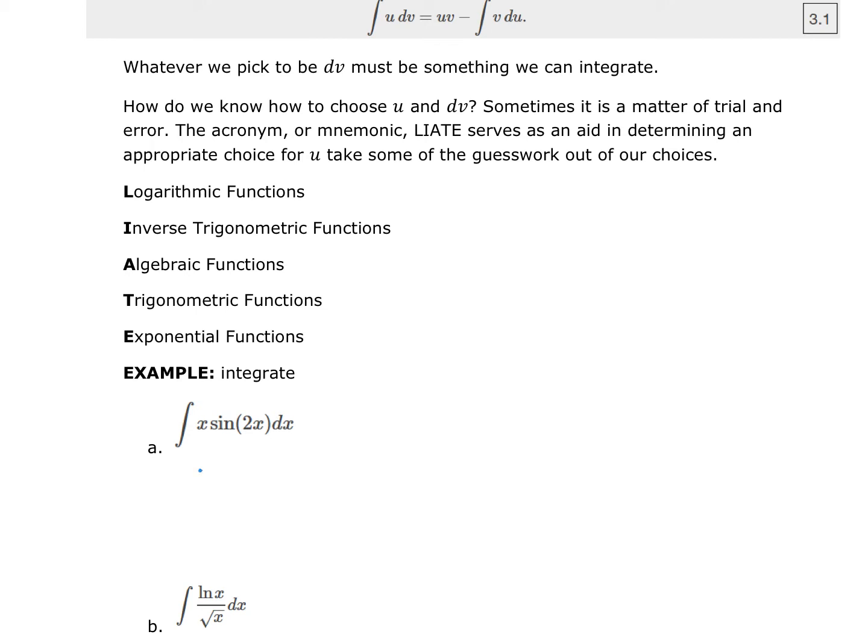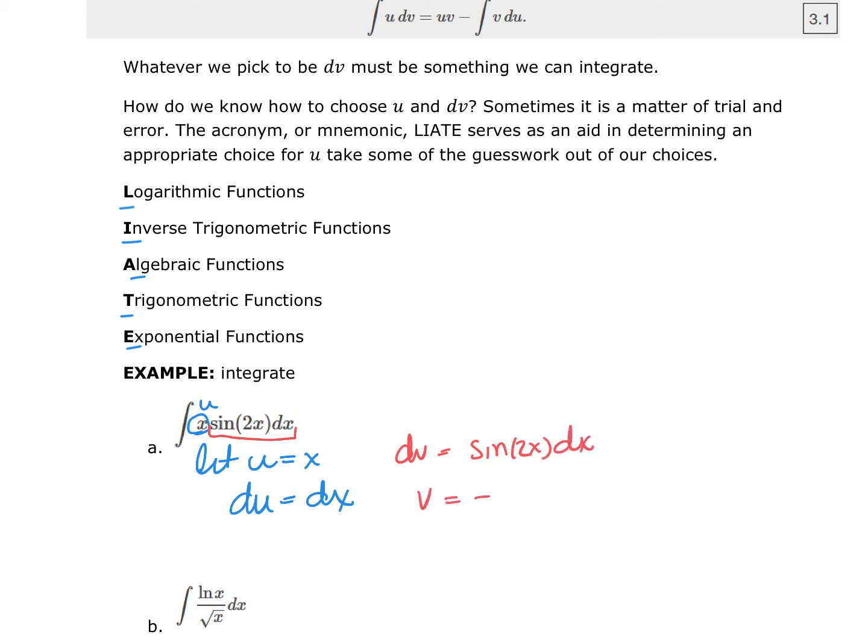So if we let u equal, going down this list of logs, inverse, algebra, trig, exponentials, obviously the algebra, which is x, is going to be a better choice than sine. So we're going to let u equal x, and du would equal dx. So I choose that this is u. That means dx is the dv. So dv must be equal to the sine of 2x dx. That means v must have started out with a negative cosine, negative 1/2 the cosine of 2x. So that's what v must have been.